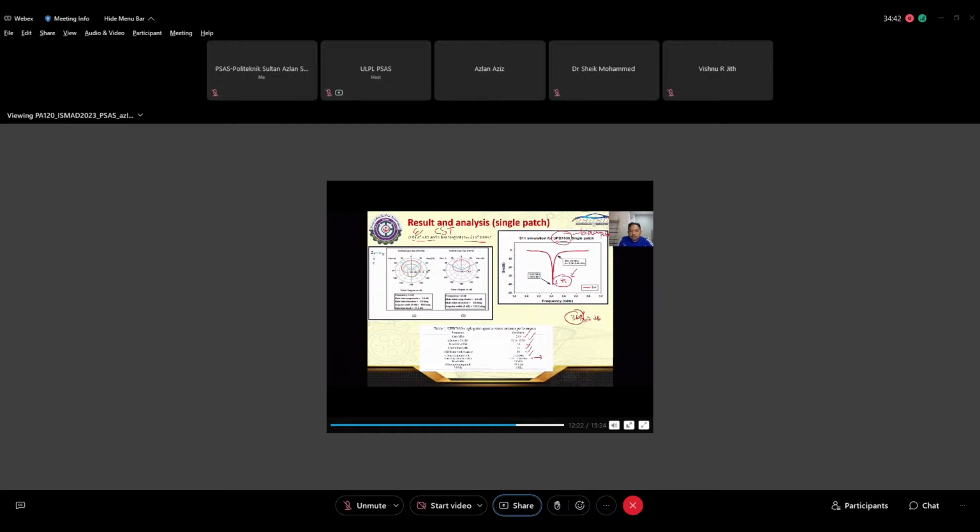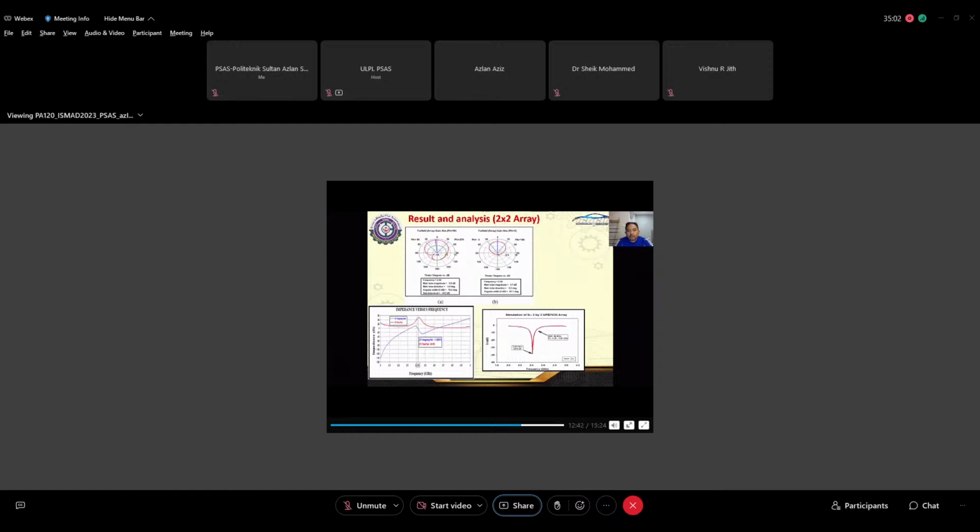The S parameter magnitude is minus 40.6 dB, and the VSWR, voltage standing wave ratio, is 1.02. Very low reflection, which indicates the antenna is in good condition as we expected.